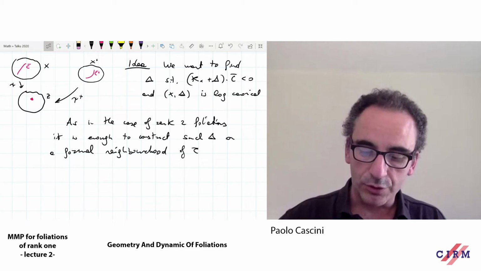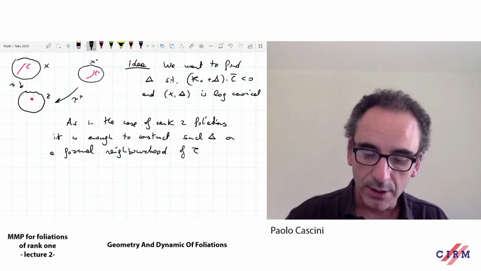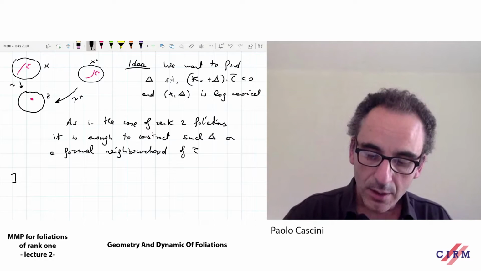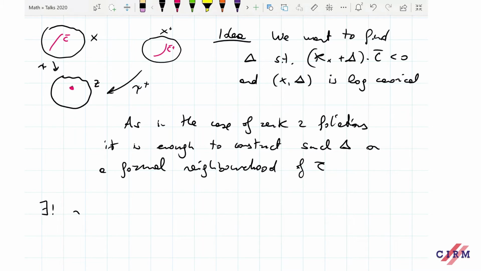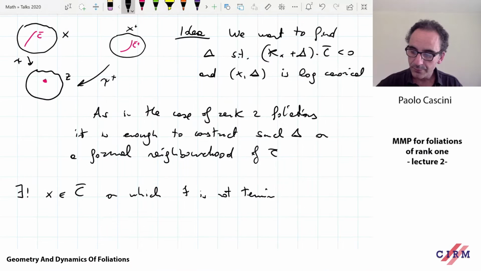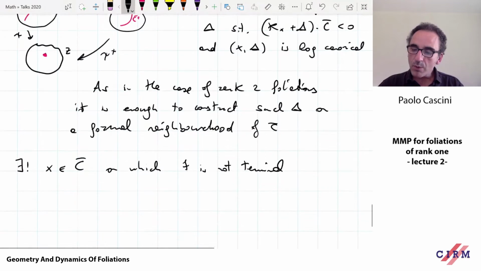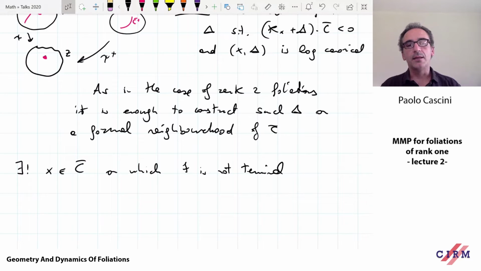So first of all, it's possible to show, this is due to Michael actually, that there exists exactly one point X on C bar on which F is not terminal. I mean, assuming that this picture is the flipping contraction, then it's possible to show that the only interesting case is when C bar is actually P1, and there's only one point on which F is not terminal. So we want to construct delta in such a way that it contains the curve C.